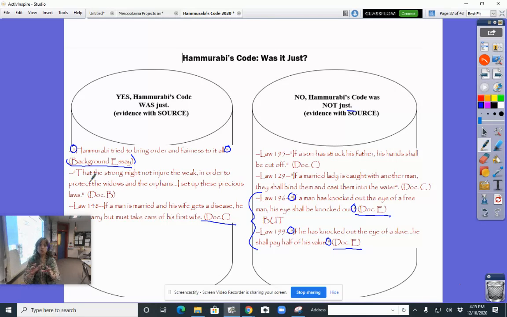Draw pictures, not like of your cat. I don't mean like that, but draw pictures. Maybe if that helps you to understand better, maybe show one guy gouging out another guy's eyeball. Well, man, I don't know if that's such a bright idea, but maybe that helps you. So do whatever you need to do to make these documents more understandable for you. All right. If you have questions, shoot me an email. Otherwise, I believe that's it.